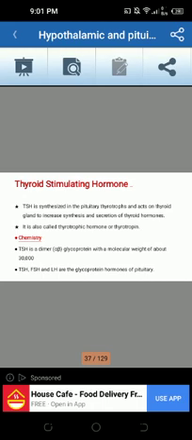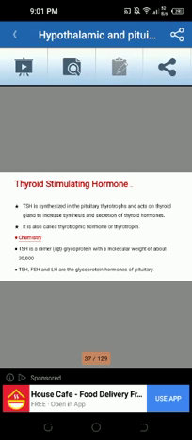Thyroid stimulating hormone is synthesized in the pituitary thyrotrophs and acts on the thyroid gland to increase synthesis and secretion of the thyroid hormone. It is also called thyrotrophic hormone or thyrotropin.